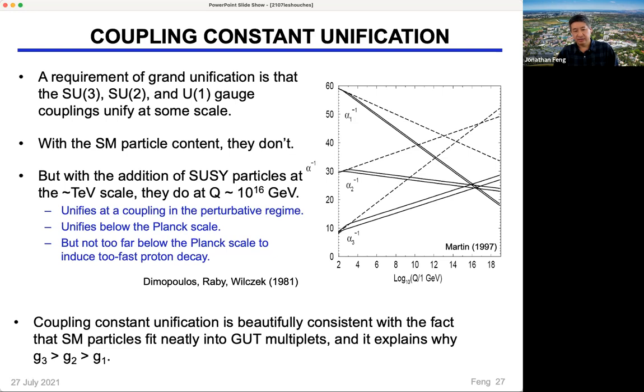If you want to step back a second, it means that if this were true, you would finally understand why SU(3) couplings are bigger than SU(2) or U(1). It's not just an accident. They start all at the same place, and then they change according to a very well-known renormalization group evolution, and they come down here, and that's why the strong coupling is strong. Okay.